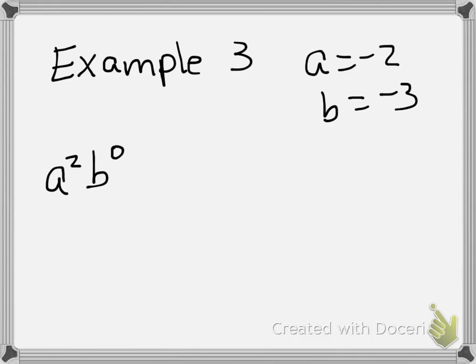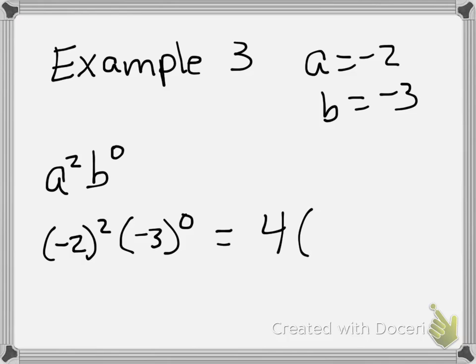So if we had a squared, so a was negative 2 squared, and b is negative 3 to the 0 power. Now we can work left to right here. Negative 2 squared is going to be 4 times negative 3 to the 0 power. Again, it's a negative number, but we're taking it to the 0 power, which makes it 1.